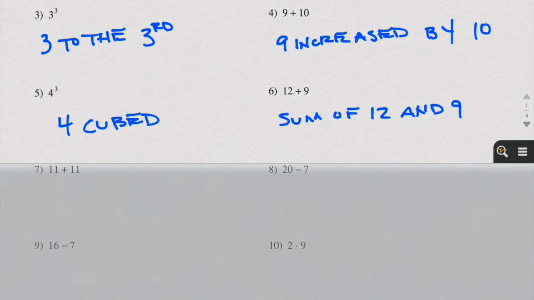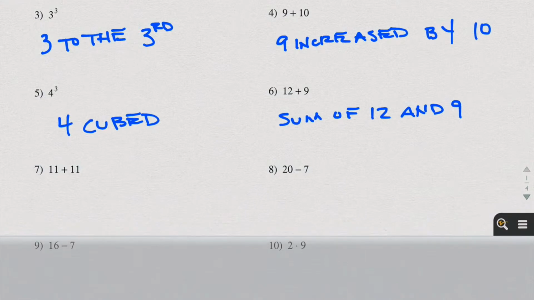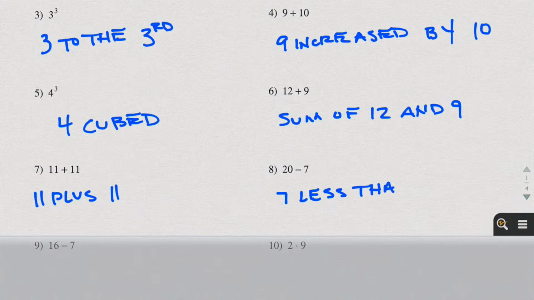Number 7. So let's just do what we would see it as, 11 plus 11. Number 8, we can write this as 7 less than 20, the difference of 20 and 7, 20 minus 7. Let's just put 7 less than 20.